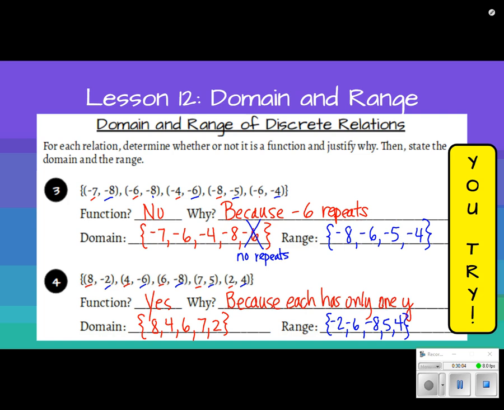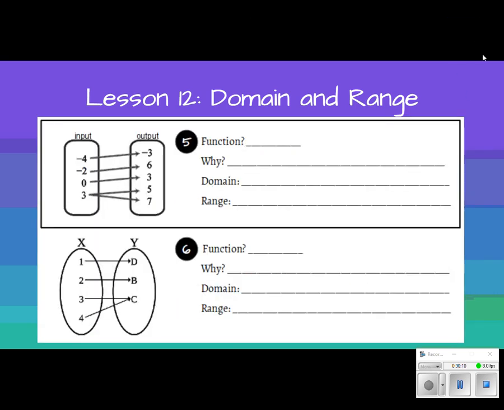All right, let's look at some different formats, kind of like what we looked at yesterday. So here we have some mapping diagrams. Now, some people get really excited, especially on pencil and paper homework, and they go, there's the domain, there's the range. And I'm like, no, that's like being lazy and cheating. So you're going to practice making the list, okay?